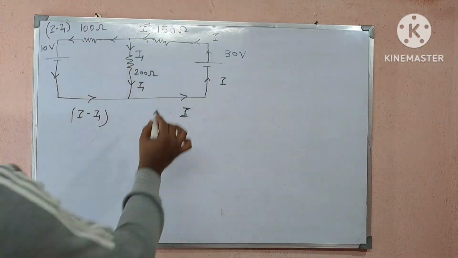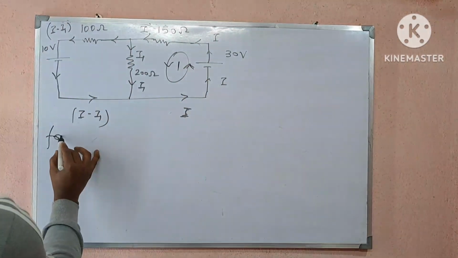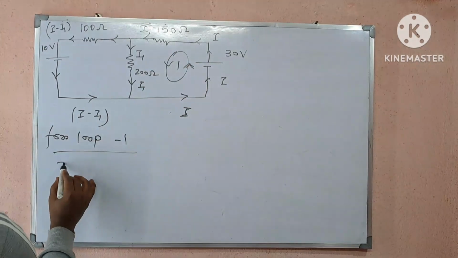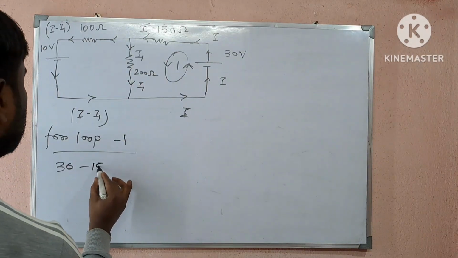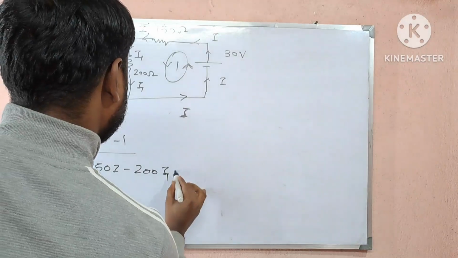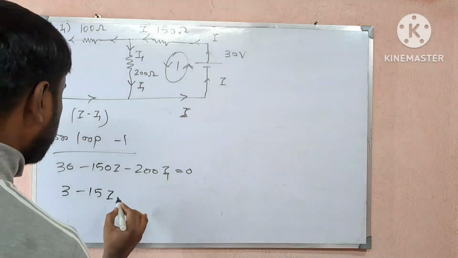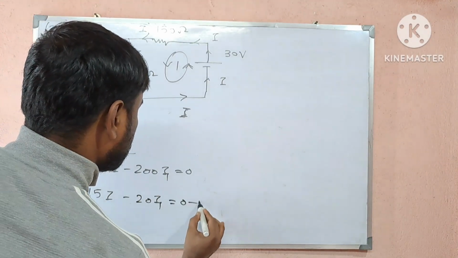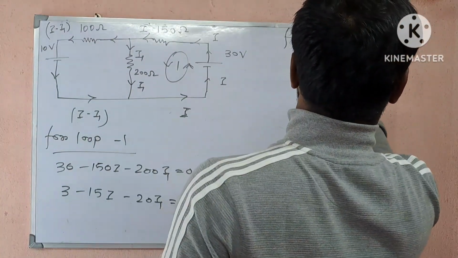Now we have to choose a path. Let's say this is the direction of path here, and this is loop 1. So for loop 1, we can write 30, because this is the direction of path, minus 150 I minus 200 I1 equal to 0. So it will be 3 minus 15 I minus 20 I1 is equal to 0. This is equation 1.